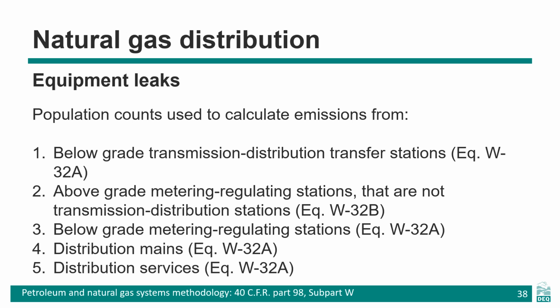As noted in the last slide, emissions from any above-grade metering regulating stations that are not transmission distribution stations are also estimated by population count, using the calculated emission factor from the leak surveys at above-grade transmission distribution stations. If there are no above-grade transmission distribution stations, then emissions from the above-grade metering regulating stations do not need to be reported.